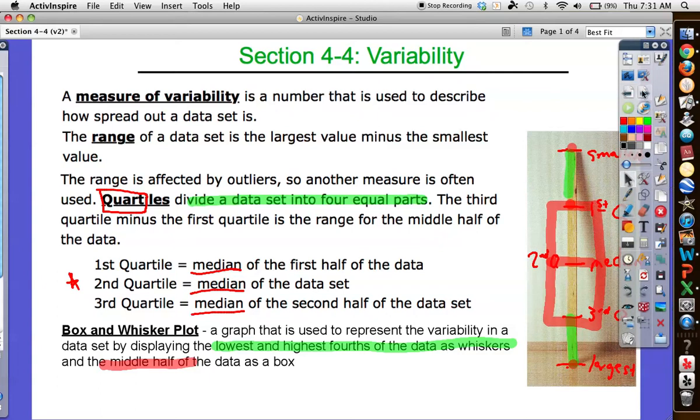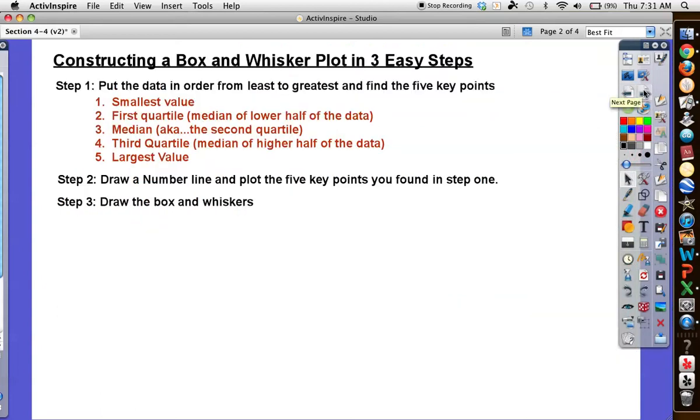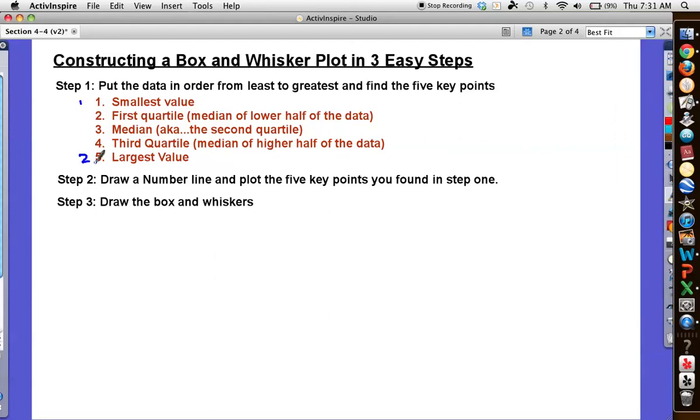Okay, so again, here are the steps we're going to follow. This is in your notes. Put the data in order from least to greatest. Obviously, that's the first step in finding the median. Okay, then we're going to find these 5 points. Let me give you kind of an order here. Smallest, highest, that's pretty easy. Do those first, the high and the low.